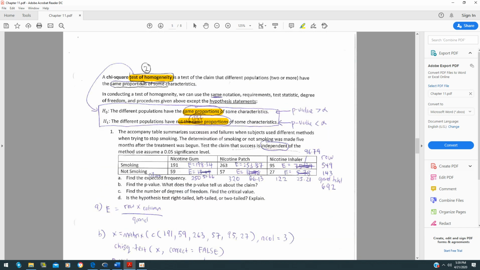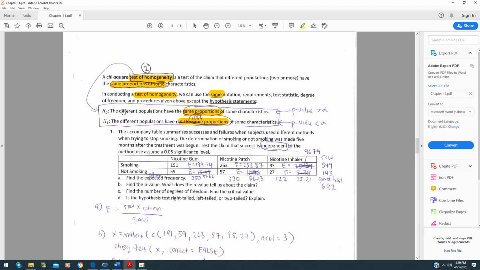Next, we will talk about the test of homogeneity. This test of homogeneity tells us whether these two populations have the same proportion or different proportions. The test of homogeneity is the same test as the test of independence. So if you know how to do the test of independence, you should know how to do the test of homogeneity. They are the same test. The only difference here is that you have a different hypothesis statement.